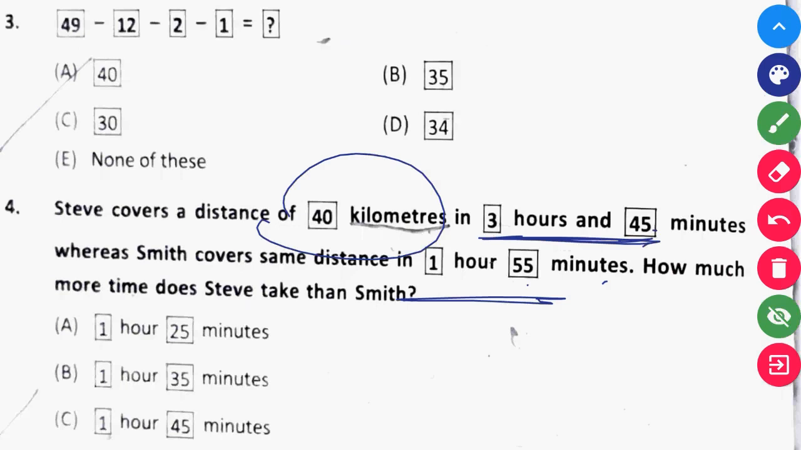Now 45 minus 55 we can subtract by borrowing, but instead we will just convert all the things into minutes. So 3 hours means how many minutes? 1 hour means 60 minutes. So 3 hours means 3 multiplied by 60.